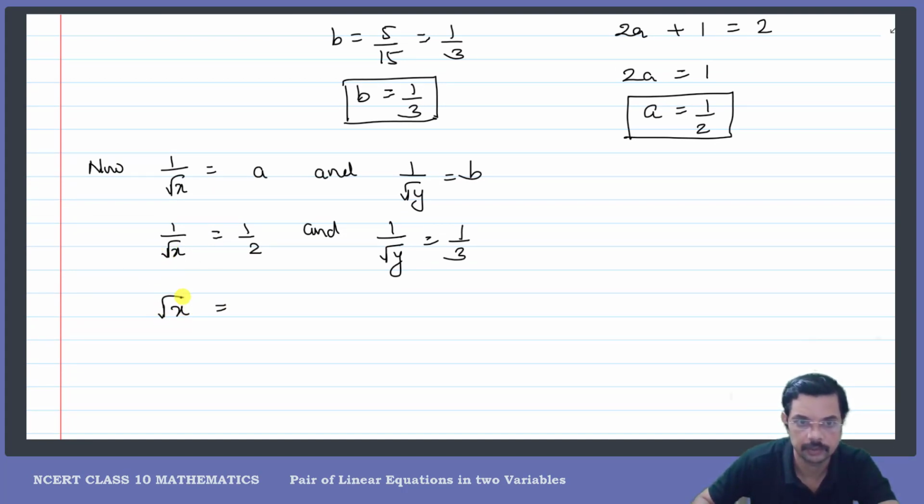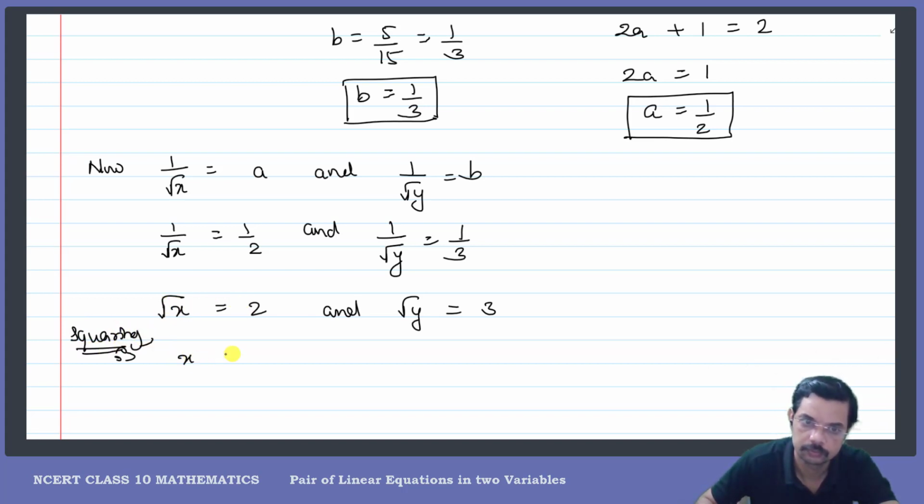say square root of x will be equal to 2, and what is square root of y? Square root of y equal to 3. What does that mean? Therefore, taking square on both sides, again squaring both sides. So x will be equal to square of 2, that is 4, and y will be equal to 9.